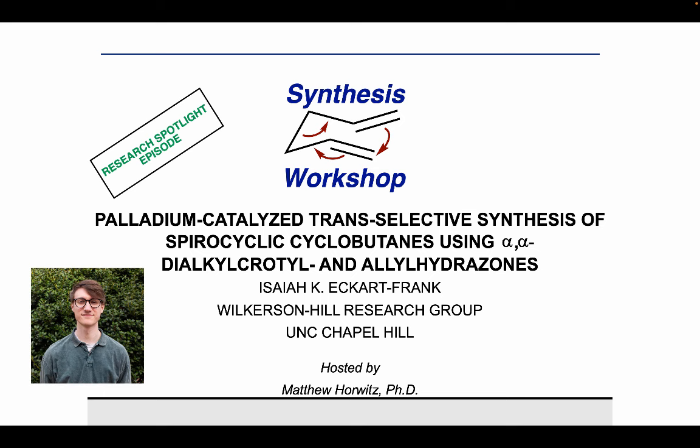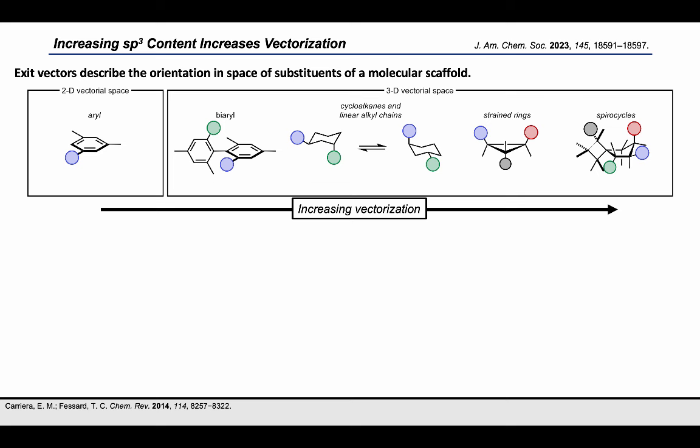Within the Hill Group at UNC Chapel Hill, we have a particular interest in the synthesis of strained rings because of how they occupy three-dimensional space. One way that we have to describe the three-dimensional topology of molecules is through the use of exit vectors, which are a way to describe the orientation of substituents off of a molecular scaffold. In a simple aryl system, we see that substituents can only be in the plane of the arene, but we can increase vectorization through biaryl linkages or sp3 atoms, such as with cycloalkanes.